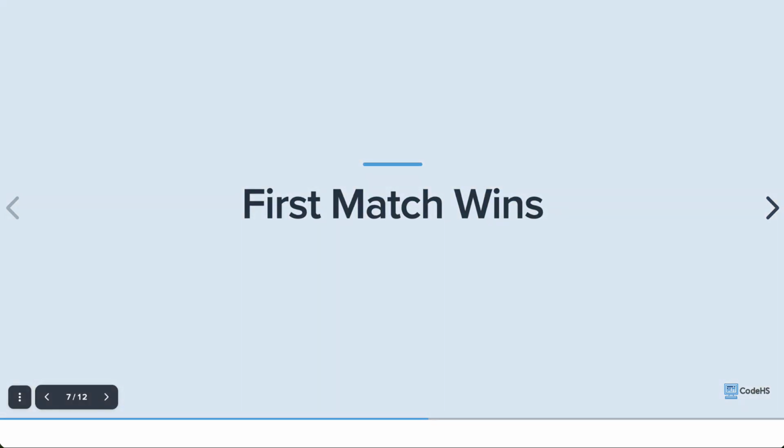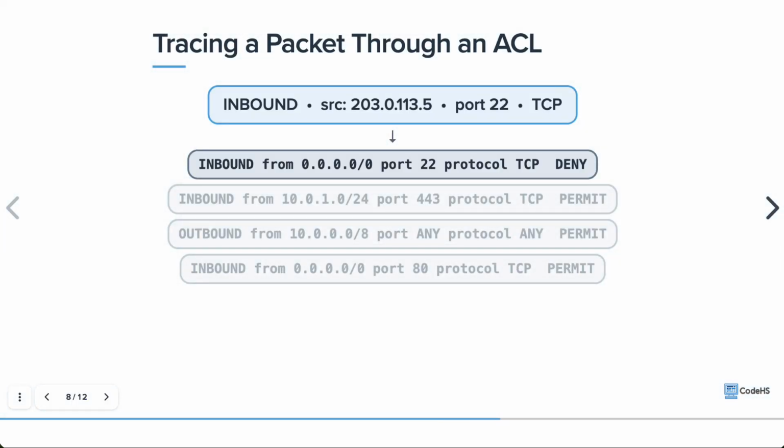First match wins. This is the most important behavior of an ACL. Let's trace a packet through to see what it means. Here is a packet arriving at the firewall, inbound from an external IP headed for port 22 using TCP. The firewall opens the ACL and starts at the first rule. That rule says, inbound from any IP, port 22, TCP, deny. Is this packet inbound? Yes. Any IP? Yes. Port 22? Yes. TCP? Yes. What do you think happens?